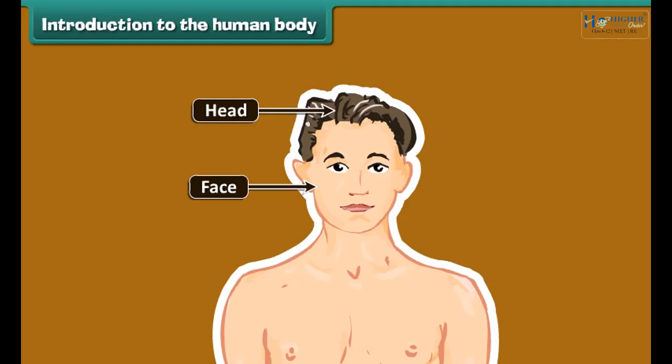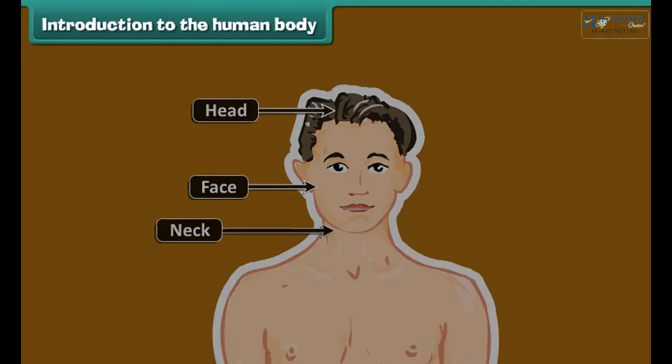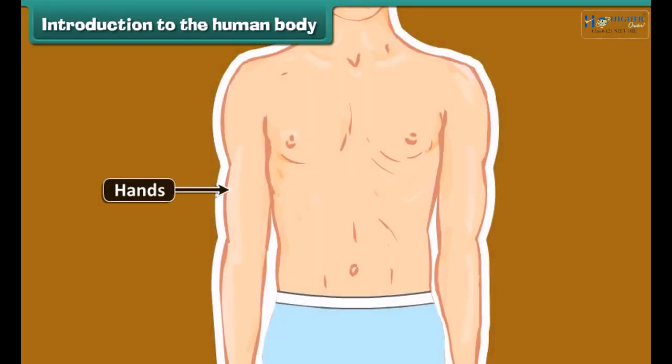Below the face is the neck, which joins head to the rest of the body. It helps the head move towards right and left and up and down. It is cylindrical in shape. Then we come on the hands that help us to hold things.